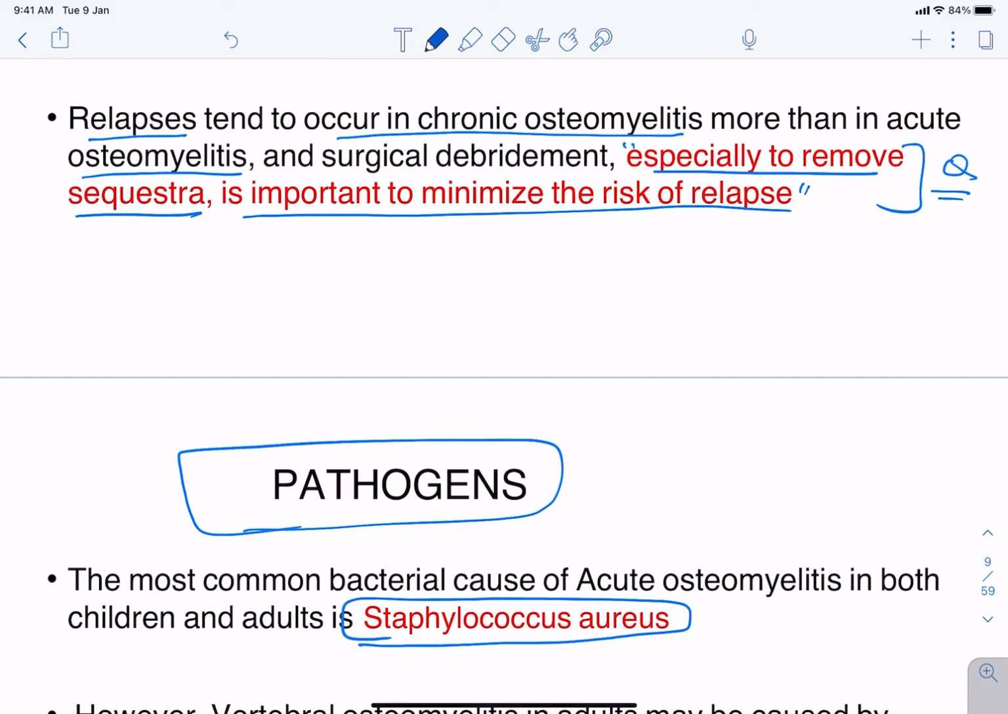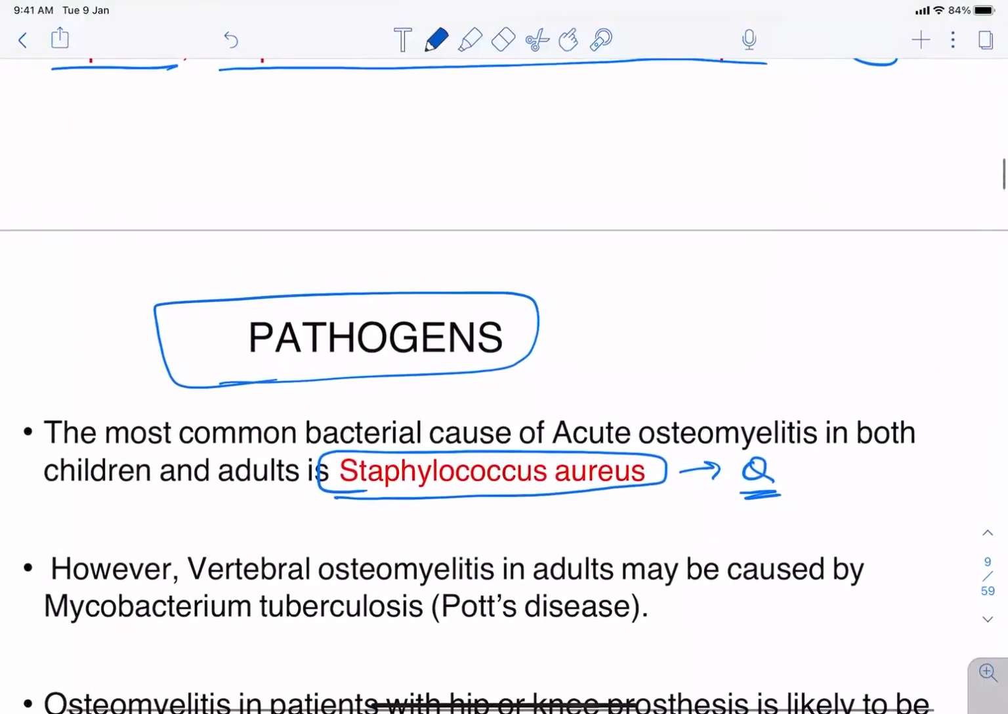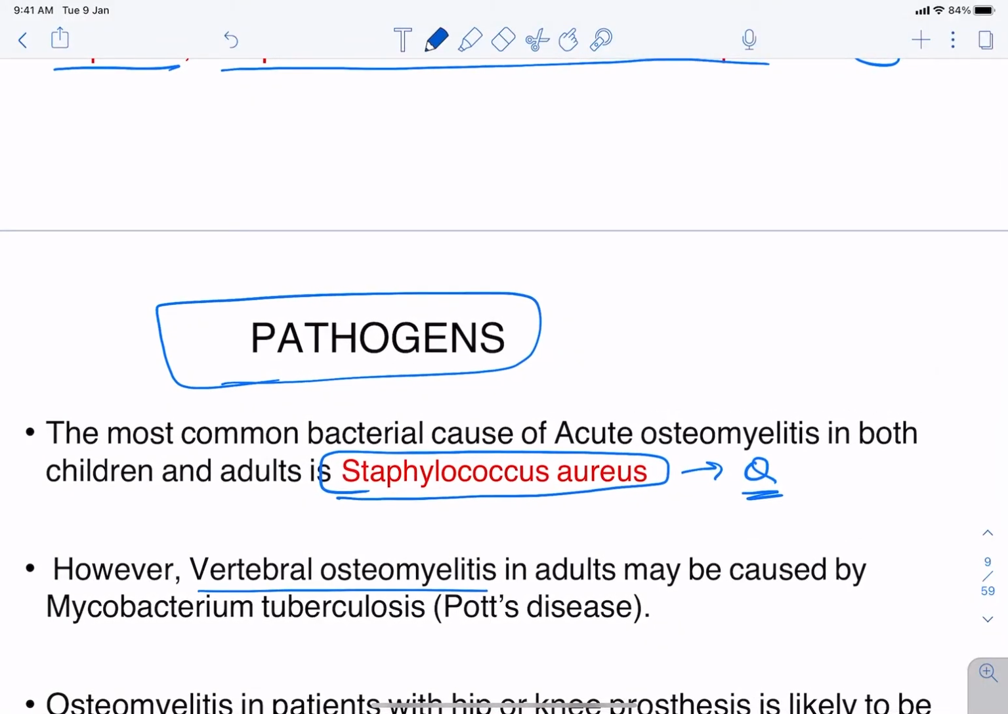So whenever you think of osteomyelitis, you should think of what? Staph aureus. In the lecture I also told you that this is the most common bacterial cause of acute osteomyelitis. The answer is what? Staph aureus. However, vertebral osteomyelitis in adults may be caused by, in India, Mycobacterium tuberculosis, which is also termed as what? Pott's disease. This is also to be focused upon.